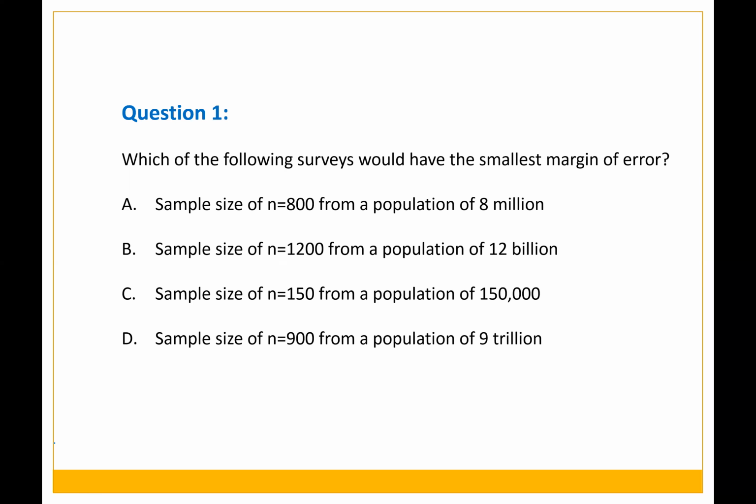So question 1: which of the following surveys would have the smallest margin of error? We all know that the margin of error is proportional to 1 over the square root of n, with n being the sample size. So here the margin of error is going to be proportional to these numbers.